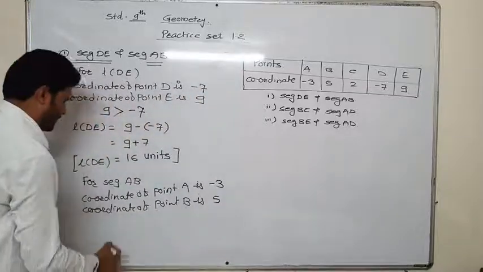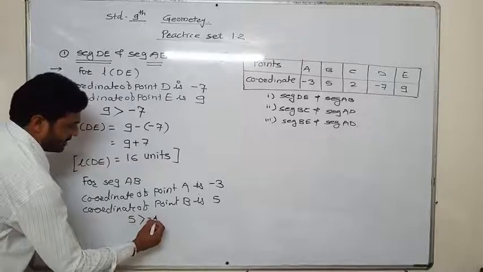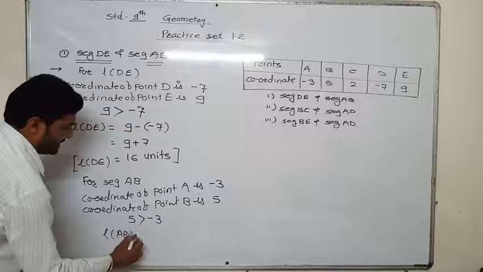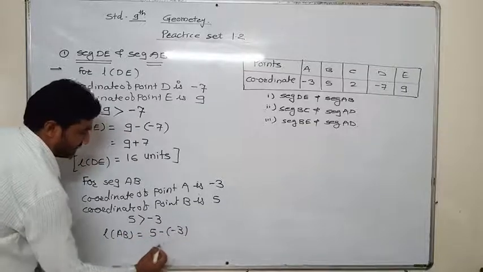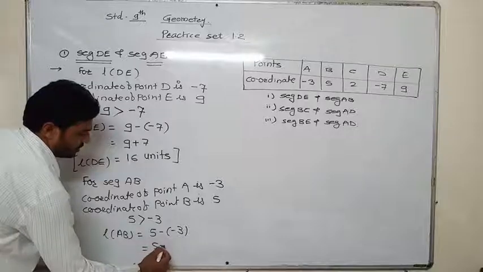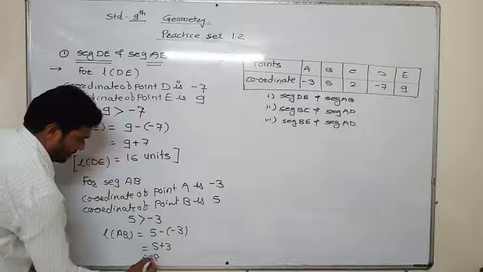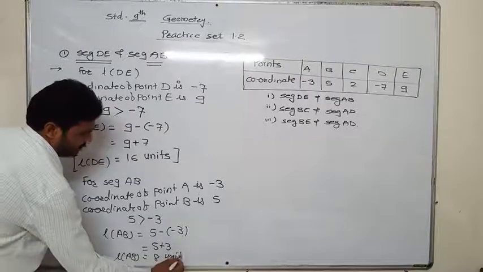Okay, so here which is greater? 5 is greater than -3. So the length of AB is equal to 5 minus -3, which means 5 plus 3, which is equal to 8. The length of AB is equal to 8 units.